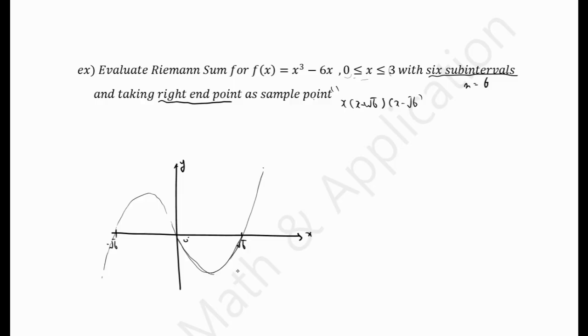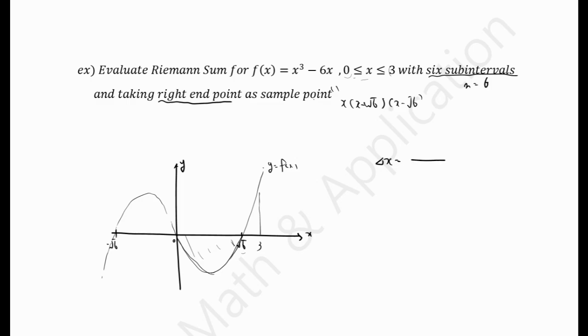So when x goes from 0 to square root of 6, we have the subdivision between 0 and 3, like this. When x is between 0 and square root of 6, the function y equals f(x) is negative. From square root of 6 to 3, f(x) is positive.